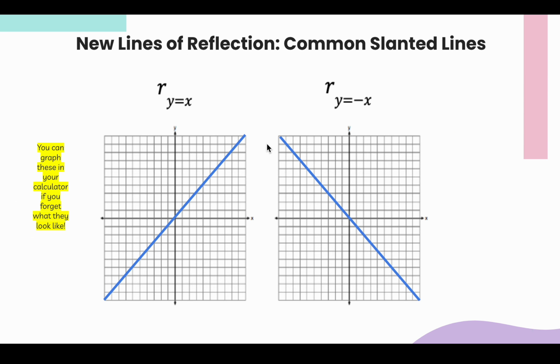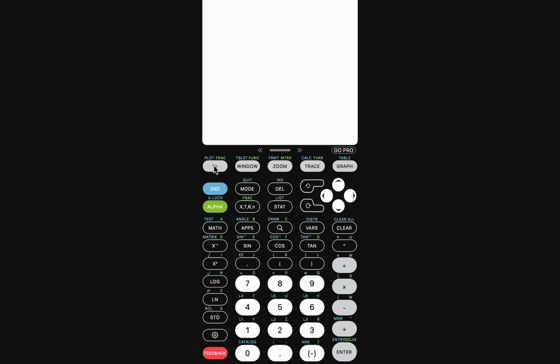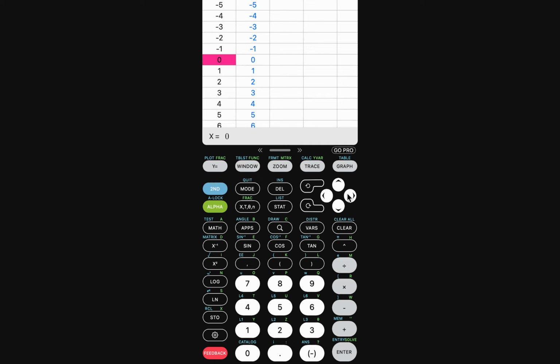Now, two new lines of reflection that we're going to work with are the lines y equals x and y equals negative x. The Regents loves to use these two. These are foundational lines that you should know what they look like. But if you forget, whenever you have an equation in y equals, you can go into your calculator, click the y equals button, and type in y equals x. Then you can look at the table of values by hitting second graph, plot a few of these points on your grid, and draw a segment through them.